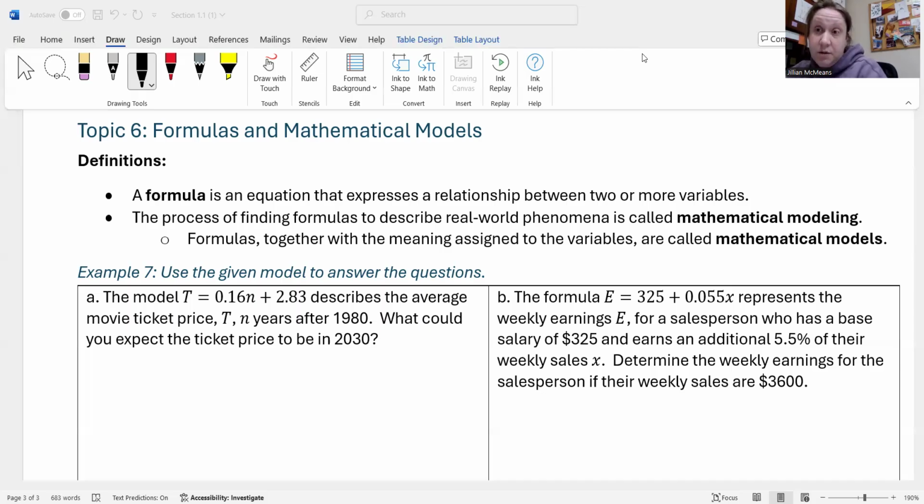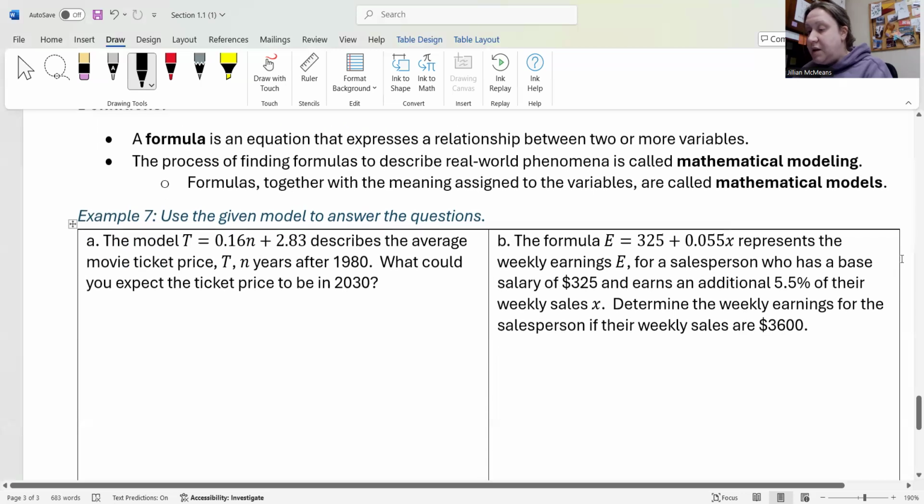So definitions first. A formula is an equation that expresses a relationship between two or more variables. That's really important. Formulas are very real world and they show relationships between at least two, potentially more variables. So you will have more than just the one variable present. The process of finding formulas to describe real world phenomena is called mathematical modeling. It's like its own branch of math. Formulas, together with the meaning assigned to the variables, are called mathematical models. So a lot of times, instead of saying formula, you'll be asked to find a model or a mathematical model and vice versa. So let's take all of that information and look at example 7.